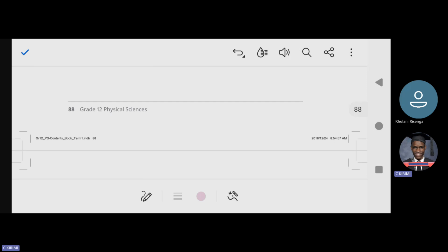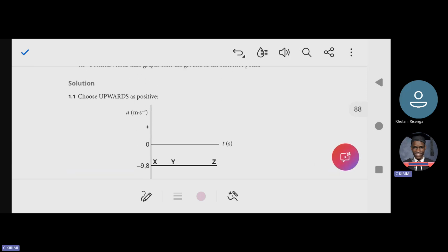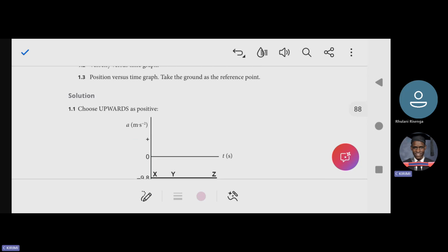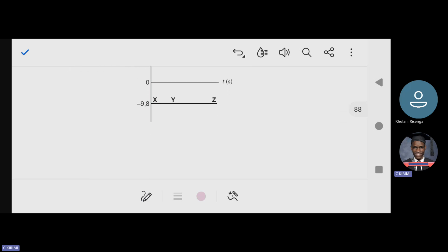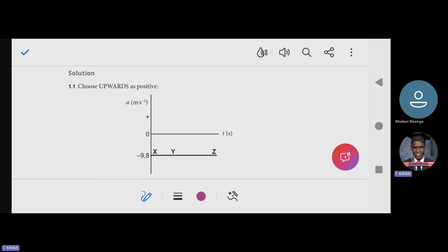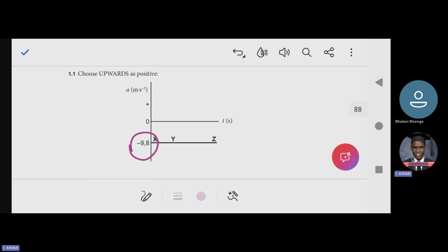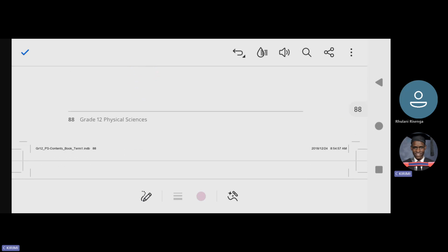Okay, those are the graphs. And then this one is a graph showing a constant acceleration, where we are choosing upwards as positive. If upwards is positive, your acceleration is a constant negative 9.8 meters per second squared. Can you see it? Yes. So that's how you know it. Upwards is positive, so you draw a straight line below the axis.